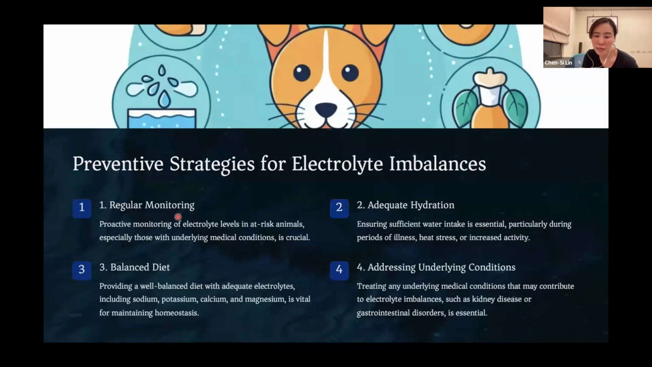And we've mentioned that hormones such as aldosterone and PTH, and the kidney and GI system are important factors that affect electrolyte balance. So finding out the underlying condition that results in the electrolyte imbalance is important.